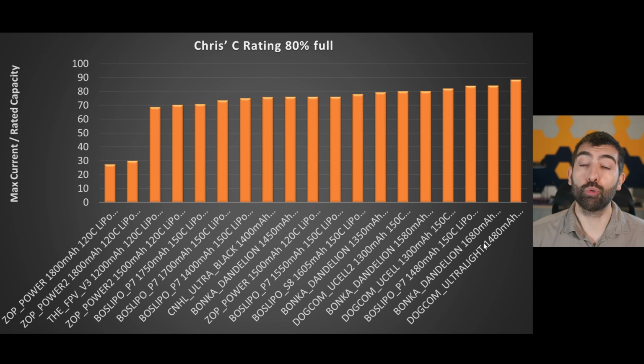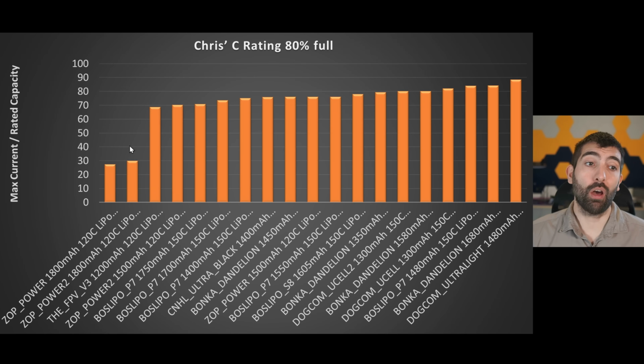We can see that the DOGCOM Ultralight is doing fantastically well in this test with a rating of close to 90C, which is fantastic for any FPV pack. We've also got really good performances from the BONKA Dandelion 1680, the BosLi-Po 1480, the BONKA Dandelion 1580, and both DOGCOM U-cells, which despite being only 1300 milliamp hours in capacity, are delivering a lot of current for their size, which is great to see, particularly as these are cheaper, better value packs. So to have them still be able to deliver 80C on my test is really, really great to see.